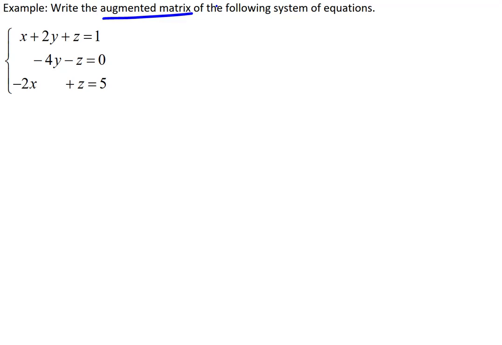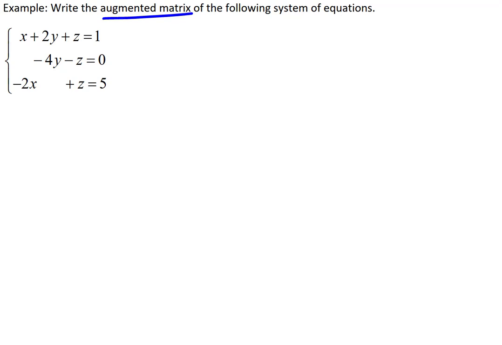x plus 2y plus z equals 1. That's our first equation. The second equation is negative 4y minus z equals 0. And the third equation is negative 2x plus z equals 5.